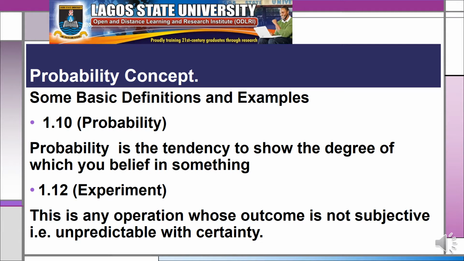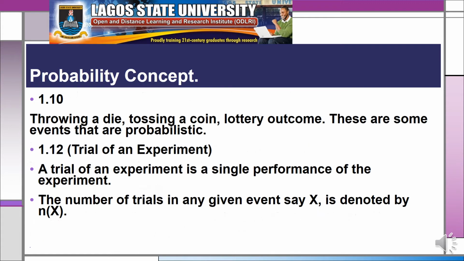Probability is the tendency to show the degree to which you believe in something. Experiment. This is any operation whose outcome is unpredictable, for example throwing a die, tossing a coin, lottery outcome. These are some events that are probabilistic.